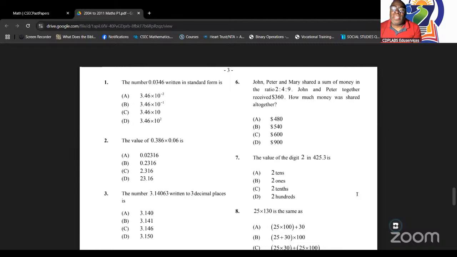Number 2: the value of 0.386 times the value of 0.06.